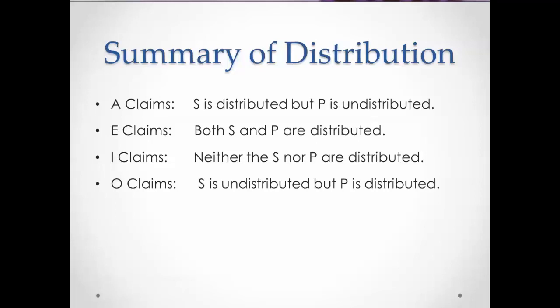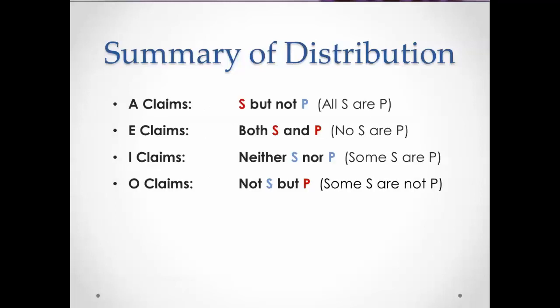For all A claims, S is distributed, but P is undistributed. For all E claims, both S and P are distributed. For all I claims, neither the S nor the P are distributed. And for all O claims, the S is undistributed, but the P is distributed.